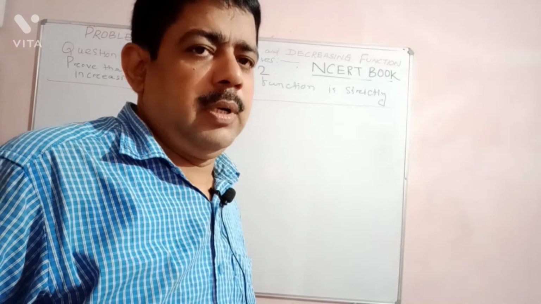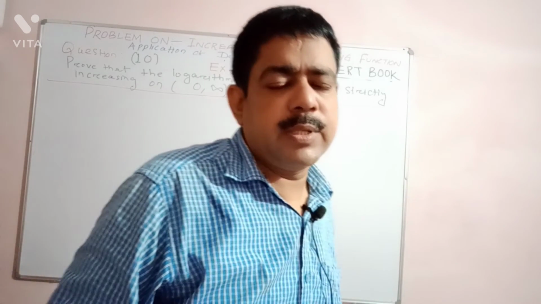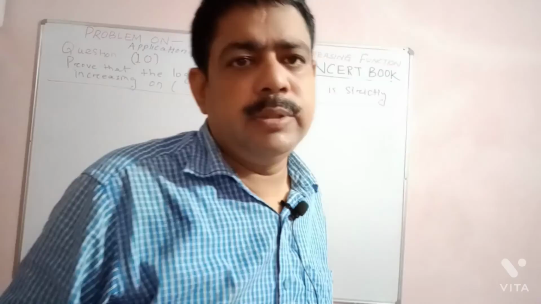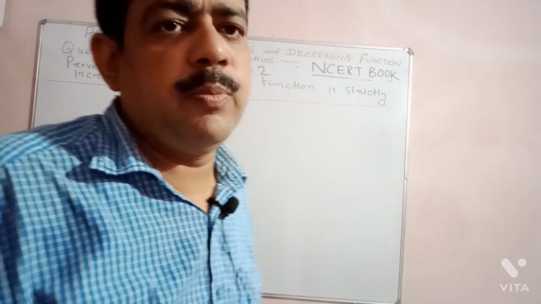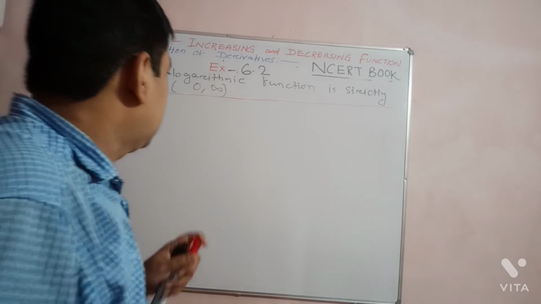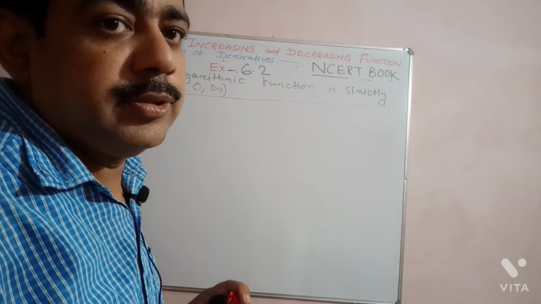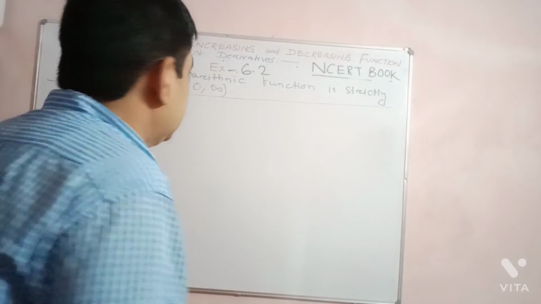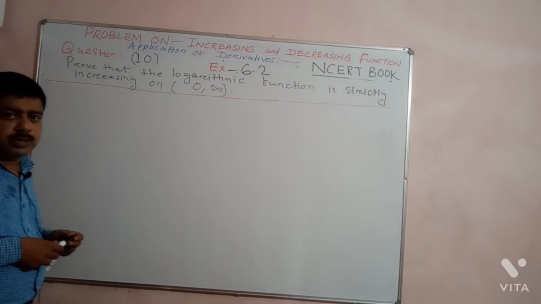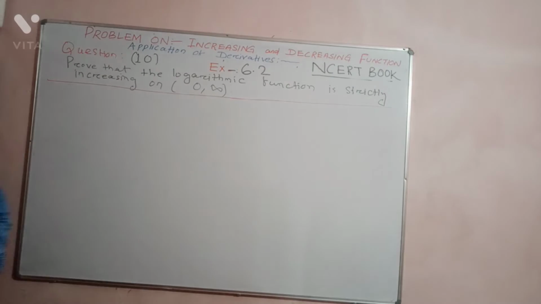Okay. Dear students, I am discussing an important and interesting problem based on increasing and decreasing functions from your NCERT mathematics book, class 12 math, exercise 6.2. It is one of the important concepts and properties also. We have to prove that the logarithmic function is strictly increasing on the interval 0 to infinity. We can say this is also one of the important properties of the increasing function. Understand? A logarithmic function is strictly increasing on the interval 0 to infinity.